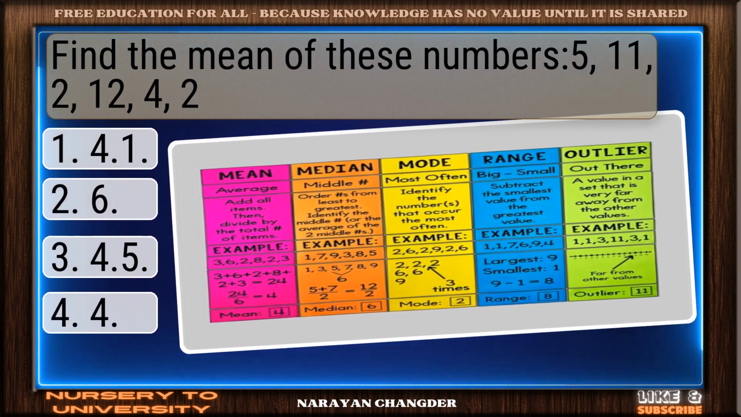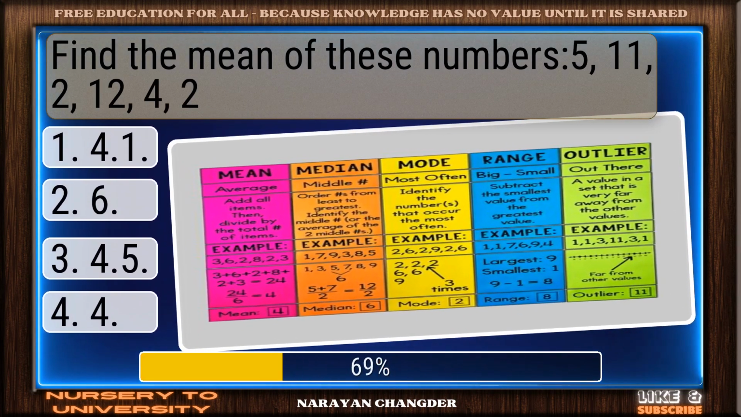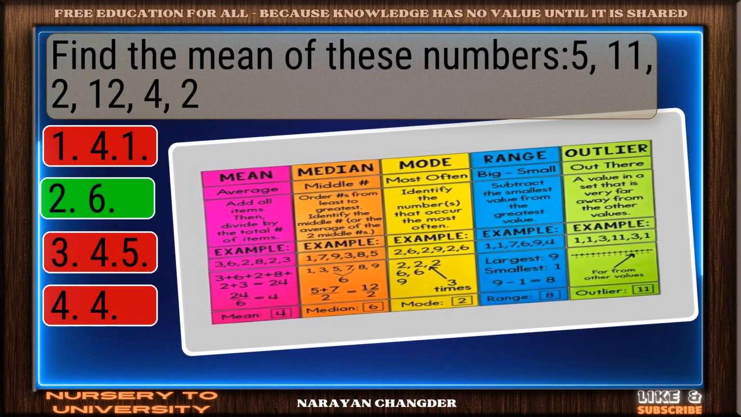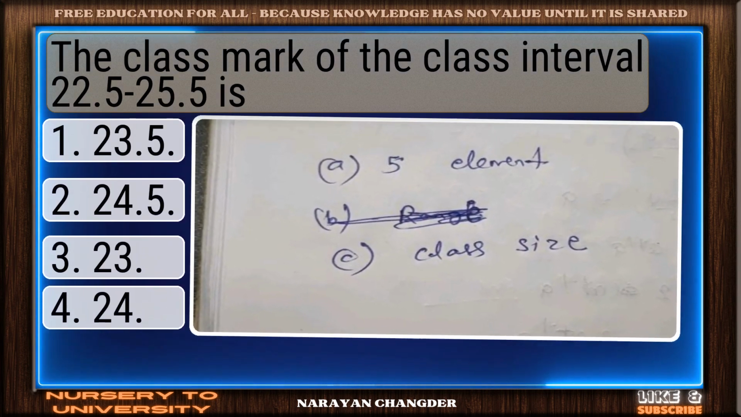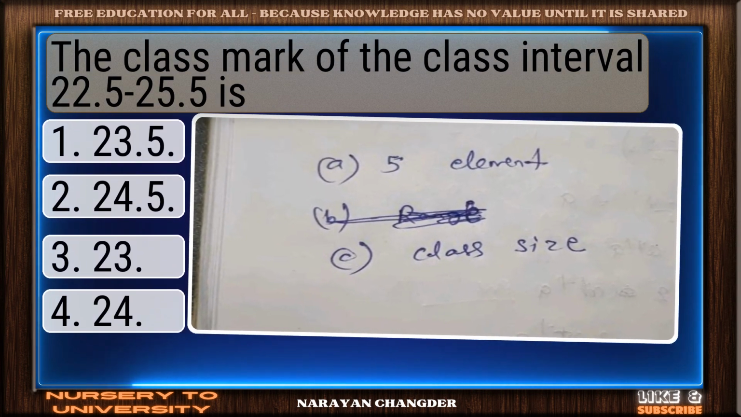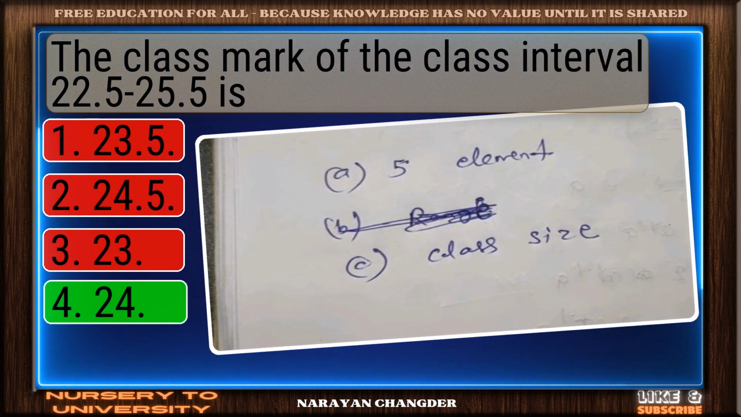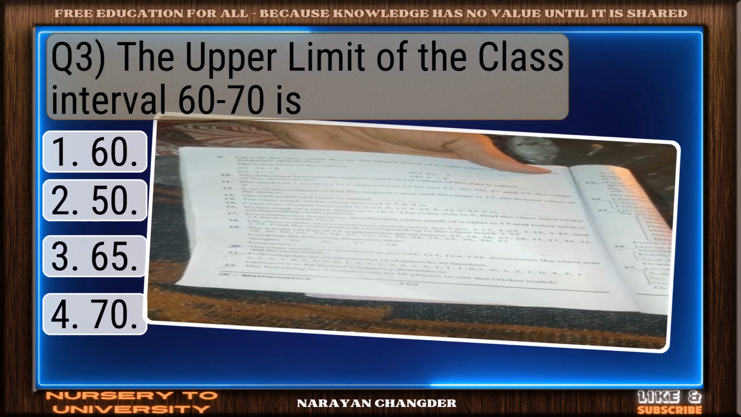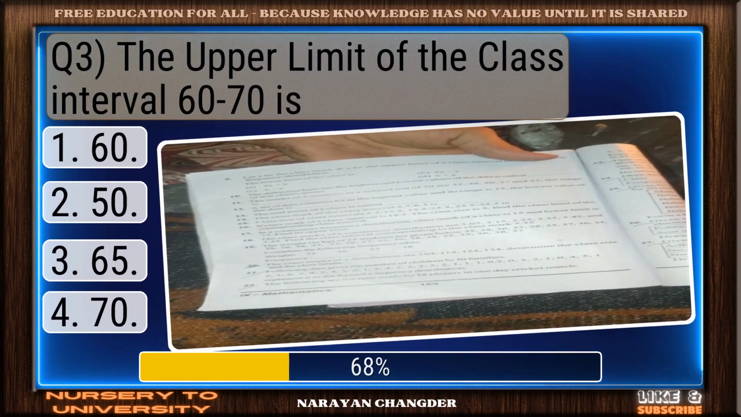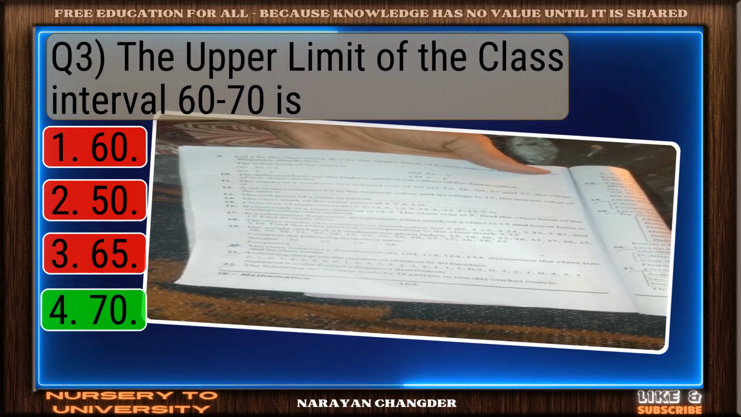Find the mean of these numbers 5, 11, 2, 12, 4, 2. Smart move. 6 is accurate answer. The class mark of the class interval 22.5-25.5 is... Good job. 24 works. Q3, the upper limit of the class interval 60-70 is... Good thinking. 70 is right.